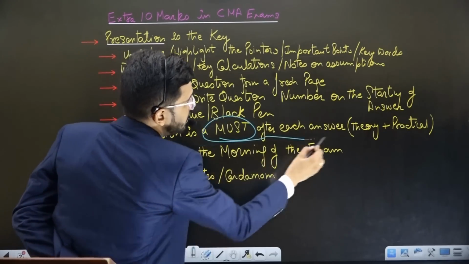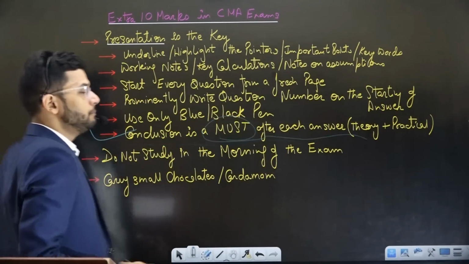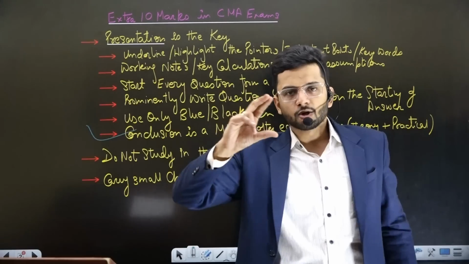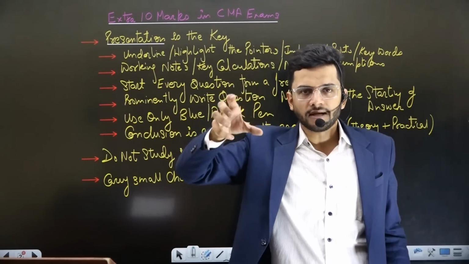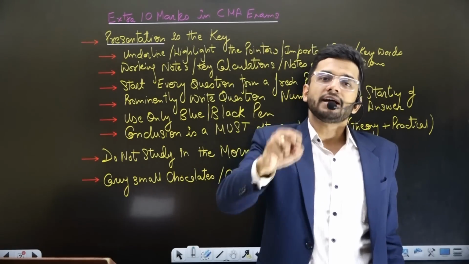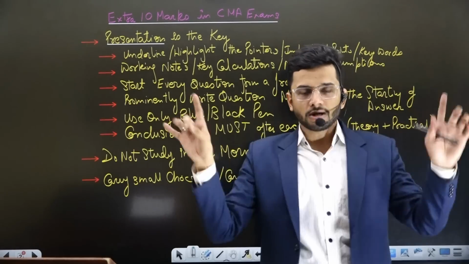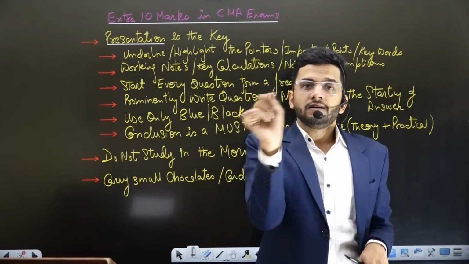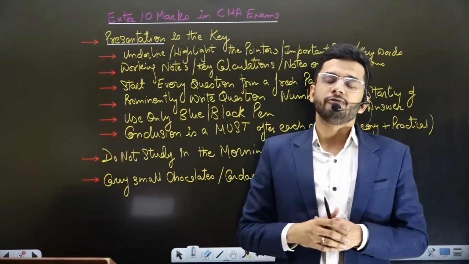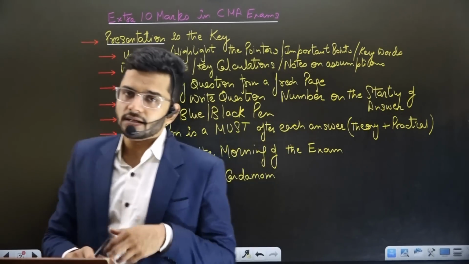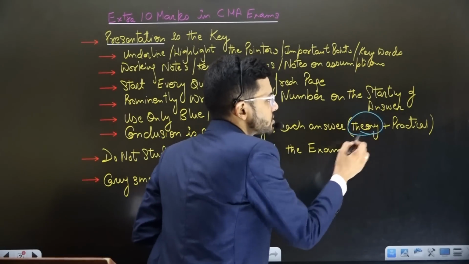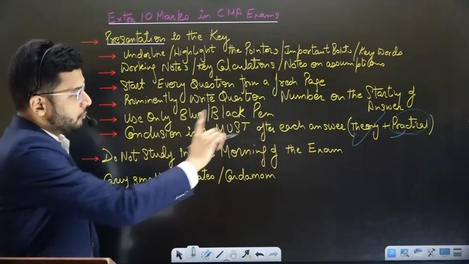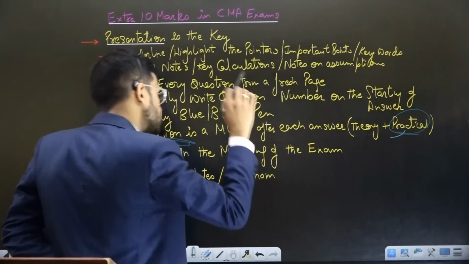A conclusion is a must after each answer, theory or practical. Very, very important. Do conclude all your answers, whether it's a practical question or a theoretical question. There should be a conclusion section, which is a brief section, a two-liner, three-liner, four-liner, which can conclude or summarize your entire answer. That conclusion box should always be there. And yes, that conclusion should be underlined properly, so that the examiner is able to focus on that particular portion. So even if you are attempting a theoretical question, a conclusion is a must. Even if you are attempting a practical question, a conclusion is a must. In both situations, a conclusion has to be written.